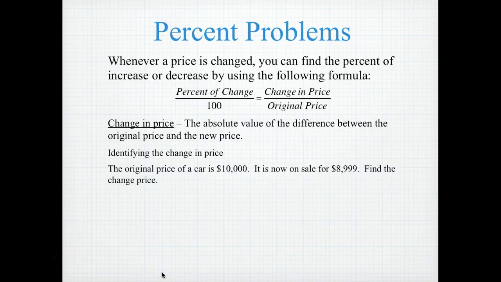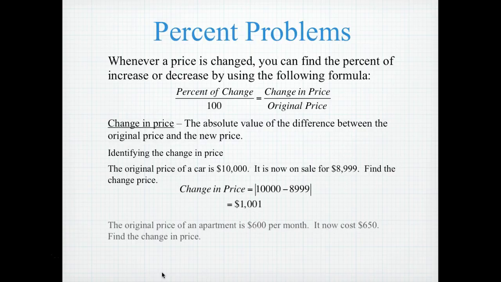Identifying the change in price. If the original price of a car is $10,000 and is now on sale for $8,999, find the change in price. So what we do is we just use subtraction. So 10,000 minus 8,999. We're going to take the absolute value of that, so that's $1,001. So the change in price in this case would be $1,001.